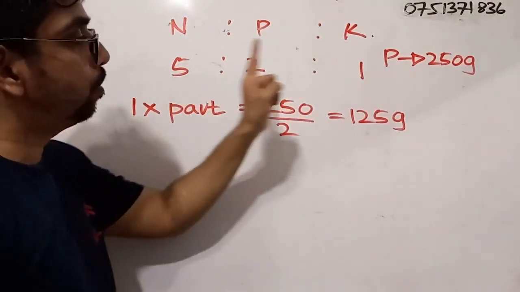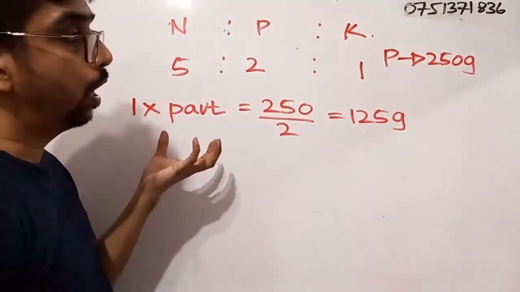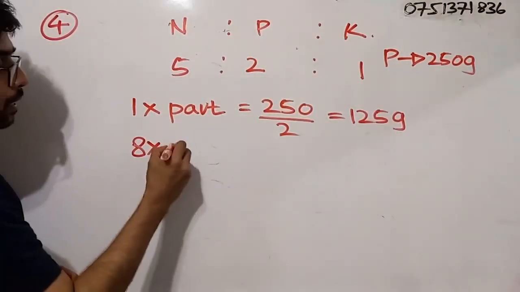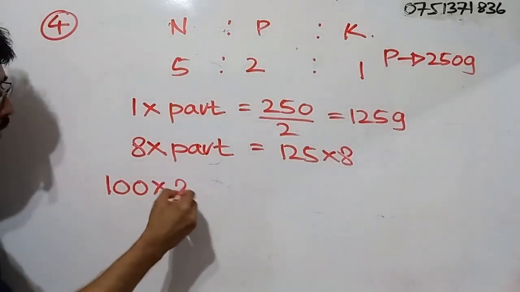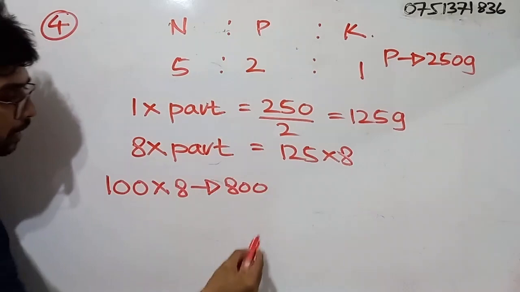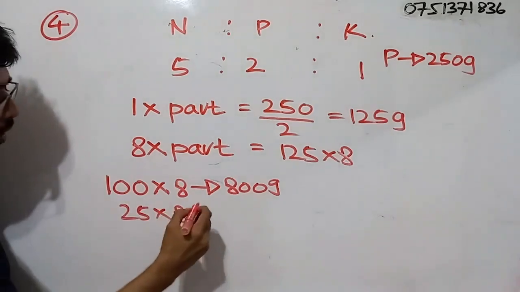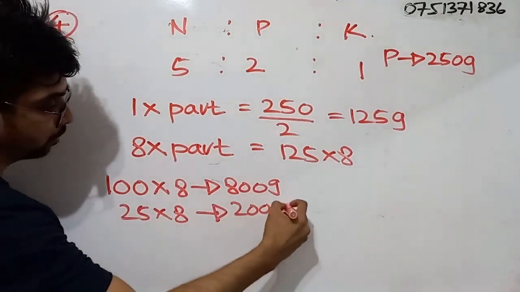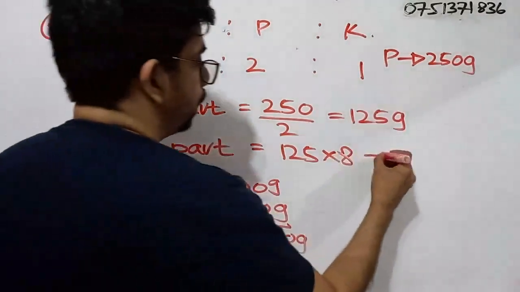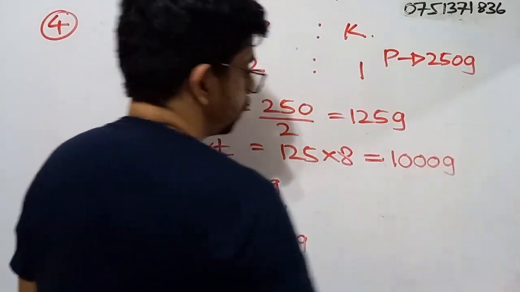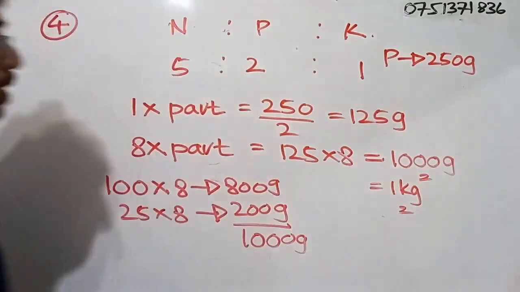If one part is equal to 125 grams, what is the value of 8 parts? How do we calculate it? Take 8 and multiply it by 125. So 100 into 8, that is 800 grams. 25 into 8, we know that is 200 grams. When we add these two together, we get 1000 grams. So here the answer is 1000 grams, or we can say 1 kilogram. Both answers are correct.